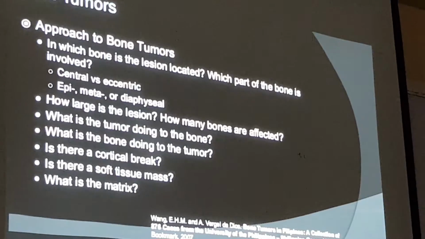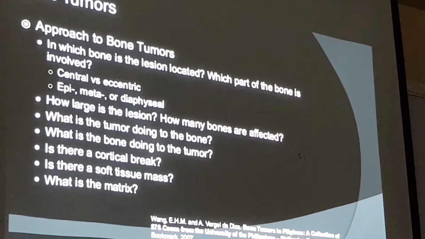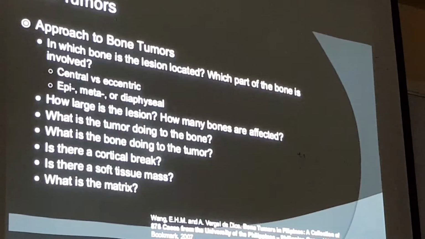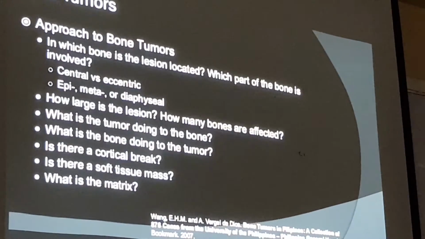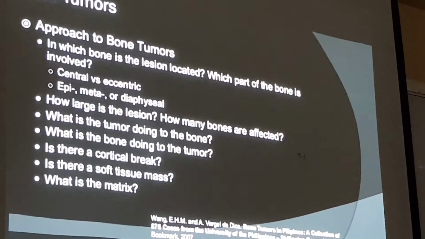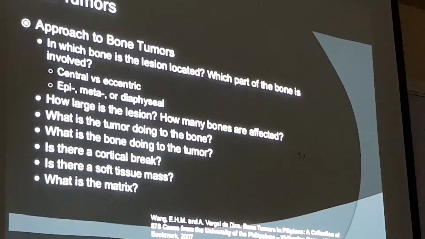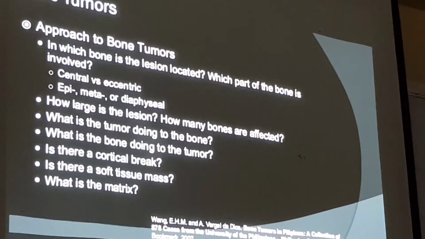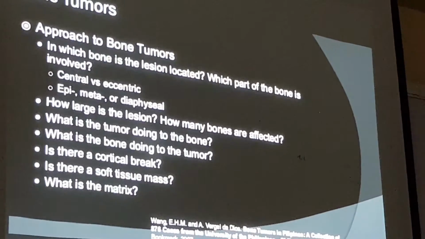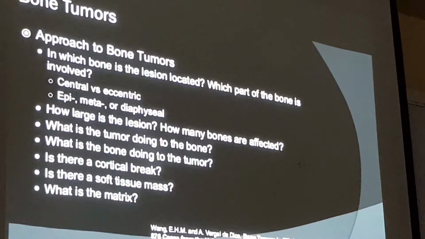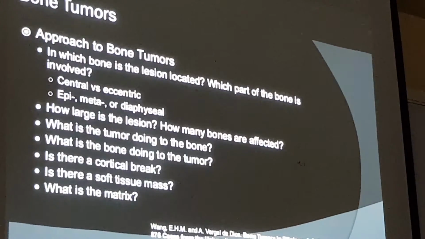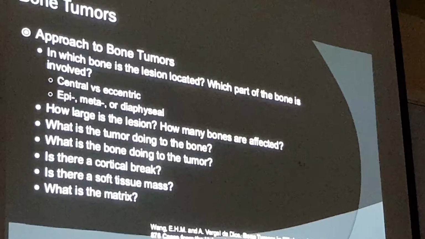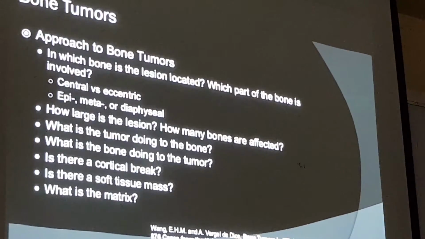What is the bone doing to the tumor? What are the reactions of the bone? I will be showing the reactive changes here, and some of these reactive changes are benign, and some of these indicate malignancy. Is there a cortical break? Is there a soft tissue mass? Because if there's a soft tissue mass, that's a higher probability for malignancy. Whereas cortical break, yes, you can see it in both aggressive and non-aggressive lesions depending on the extent of the lesion.